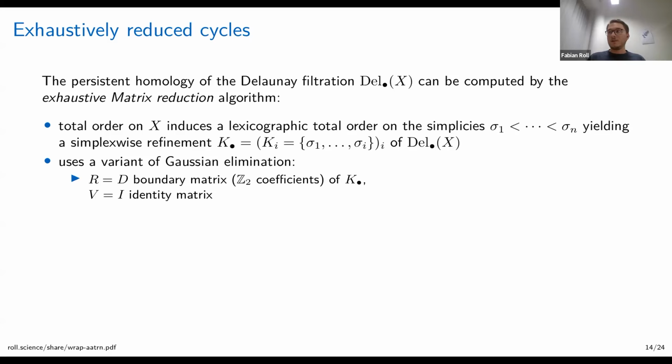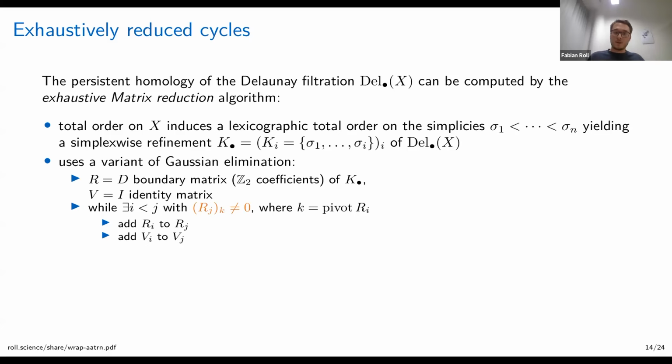Then, as before, we can use a variant of the Gaussian elimination to compute persistence. And the way I want to do this now for the exhaustive reduction is basically the same as I explained to you before, but the key difference is here marked in orange. And this is the only thing you really need to remember from this slide. Namely here, this entry r_jk does not need to be the pivot of the column r_j, but it can be any non-zero entry. So in a nutshell, what you should remember is that the exhaustive matrix reduction tries to eliminate all entries of each column as much as possible instead of just the pivots.